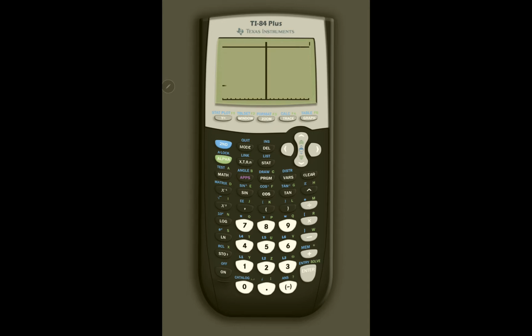Okay, so there's 6,000, and there's our exponential growth, our compound growth, of our investment. We can see we need to go further to the right. So again, window. To move further to the right, we're going to adjust the x max. It was 10, let's make it 50.